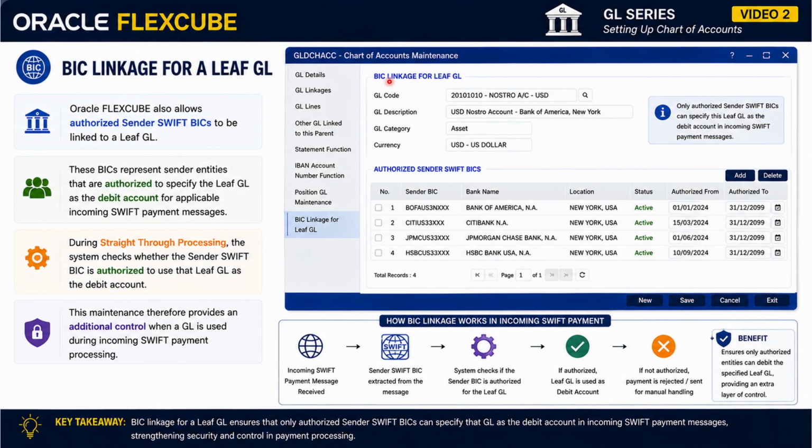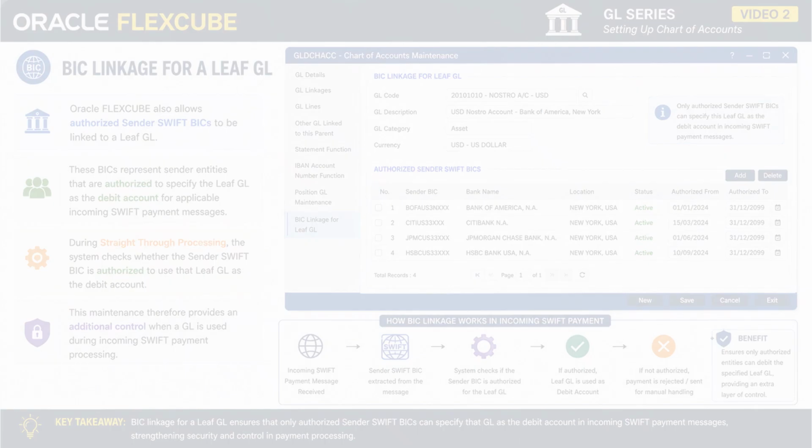BIC linkage for a Leaf GL. Oracle FLEXCUBE also allows authorized sender SWIFT BICs to be linked to a Leaf GL. These BICs represent sender entities that are authorized to specify the Leaf GL as the debit account for applicable incoming SWIFT payment messages. During straight-through processing, the system checks whether the sender SWIFT BIC is authorized to use that Leaf GL as the debit account. This maintenance therefore provides an additional control when a GL is used during incoming SWIFT payment processing.